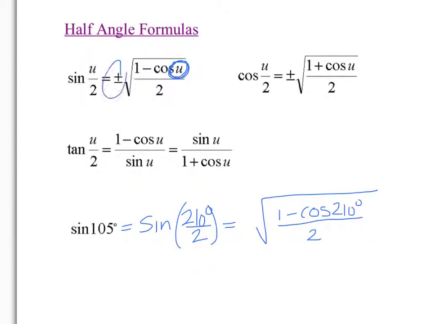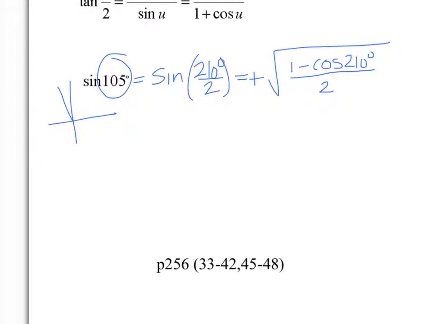Now, as far as the plus or minus goes, where is 105? Which quadrant? Second quadrant. Is sine positive or negative? It's positive, right? Sine is the y value. It's positive there, so this will be a plus. The only reason for this plus or minus is because you have to determine whether it's positive or negative. Okay, then we just now continue on with our formula.